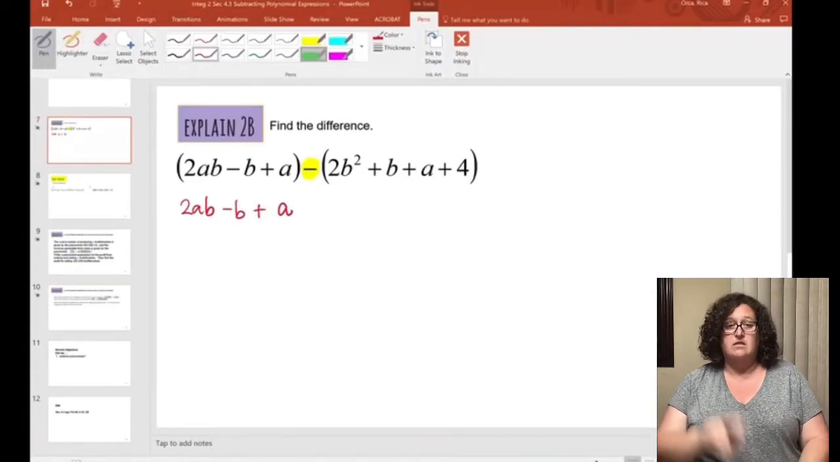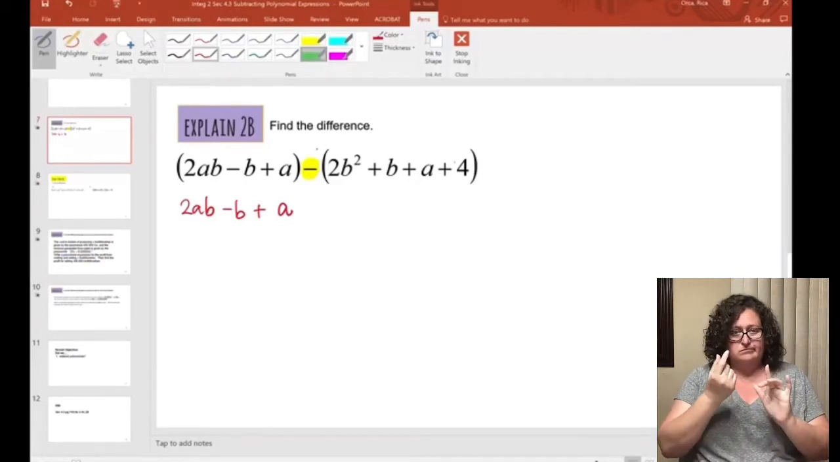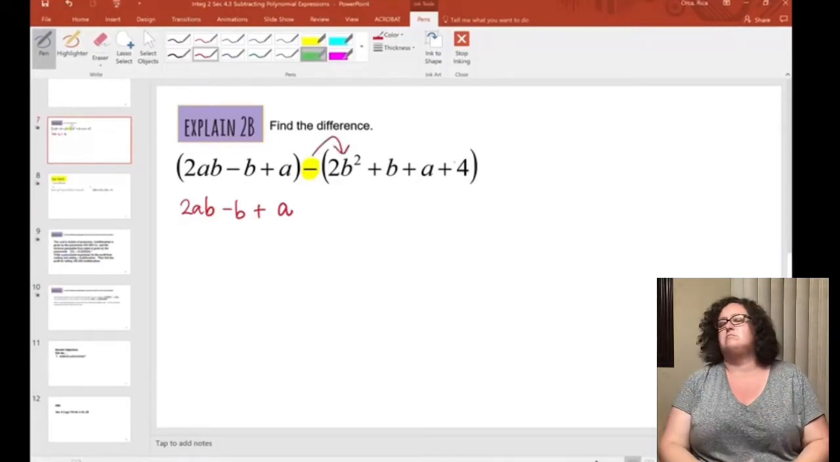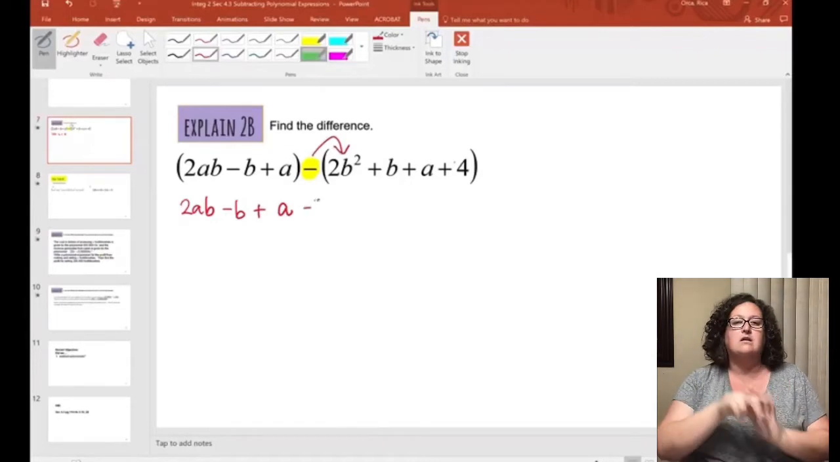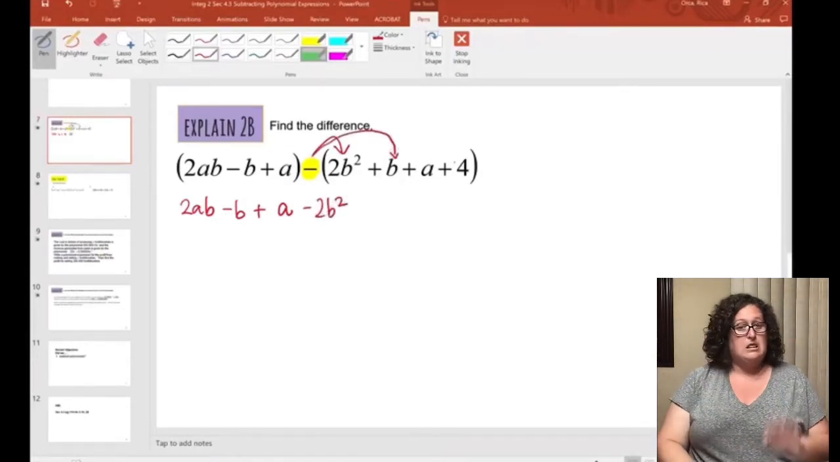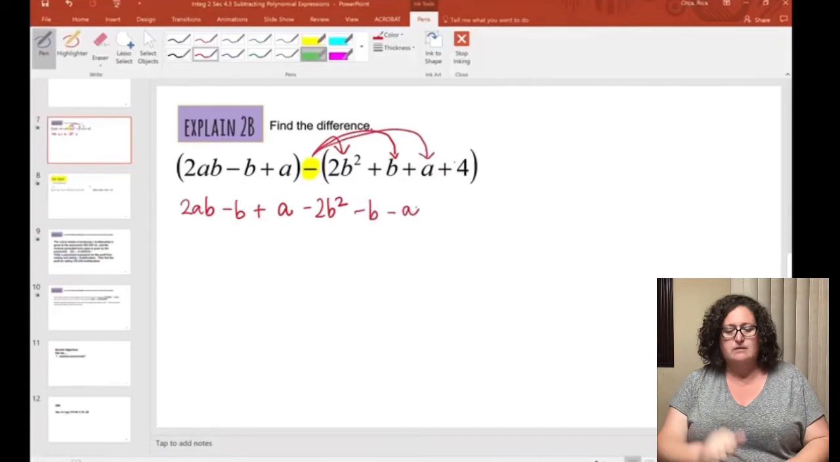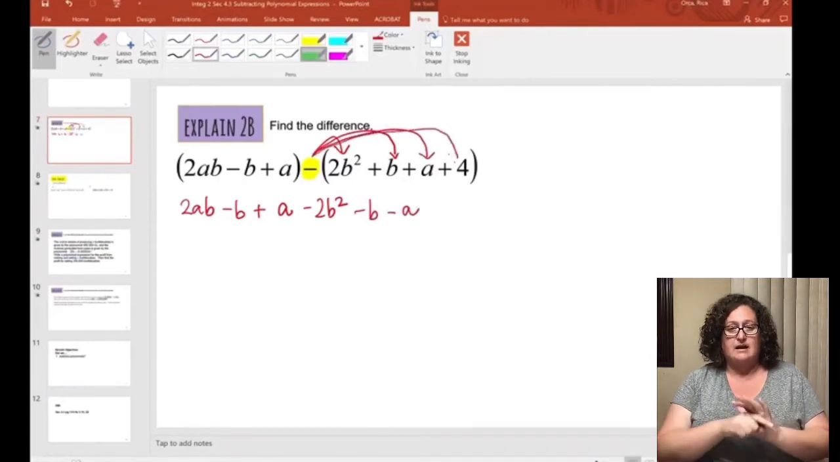In our second polynomial, we have the negative in the front, so let's go ahead and distribute that negative in. The negative times 2b squared is negative 2b squared. The negative times b is negative b. And the negative times a is negative a. The negative times 4 is negative 4.